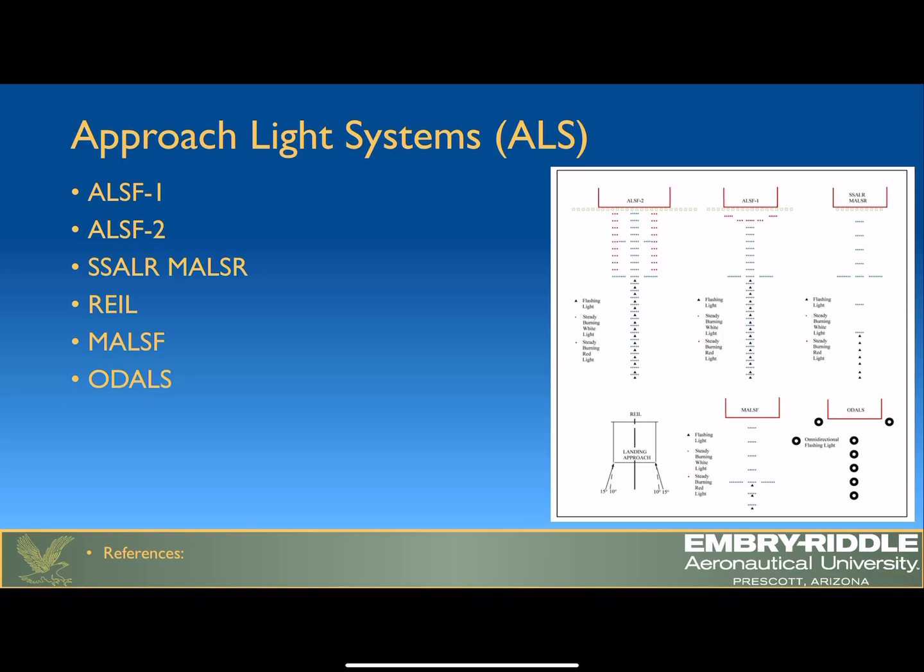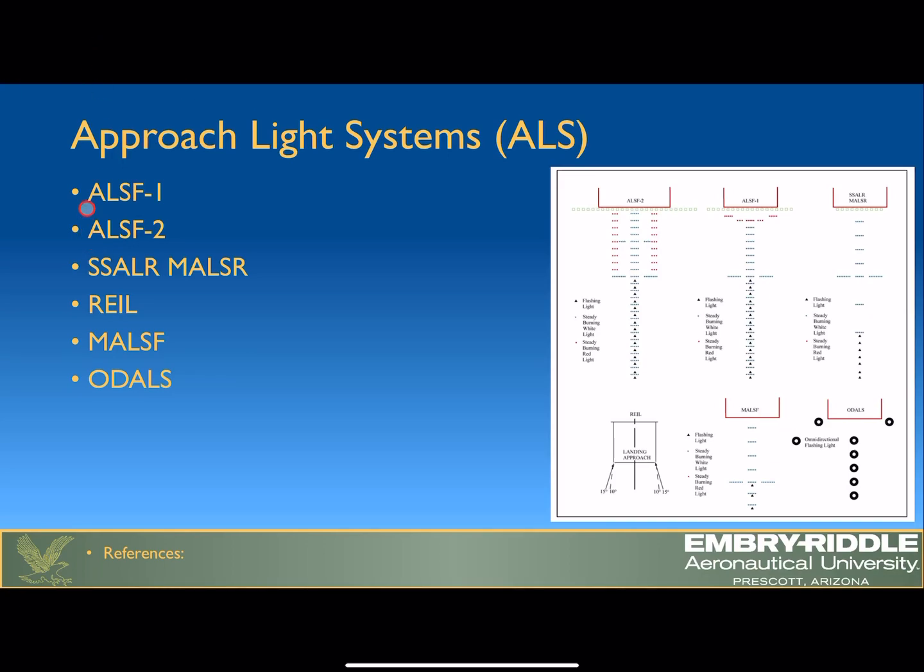So we have the ALSF1, ALSF2, the SALSAR, the MALSAR, the REALS, the MALSF, and the ODALS. So there's lots of them. And you can see in this diagram, the only difference between them is just the way the lights are arranged, the colors, and how many lights there are. So you can see we kind of progress from very advanced with the ALSF 2 to the 1 to the SALSAR, MALSAR, the MALSF, and the ODALS.